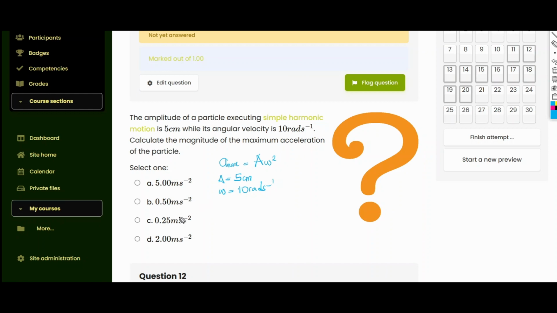Since our answer is in meters, we have to convert this to meters. So our maximum acceleration will be equal to 5/100, converting the centimeters to meters, times 10 squared. So this cancels 10 squared, which is 100. So our a max will be equal to 5 meters per second squared.